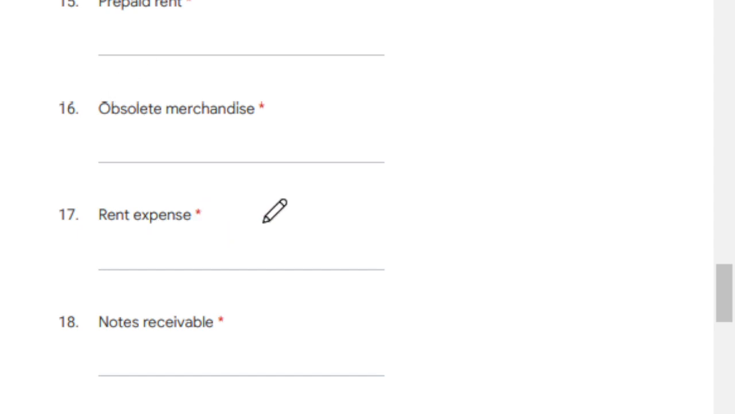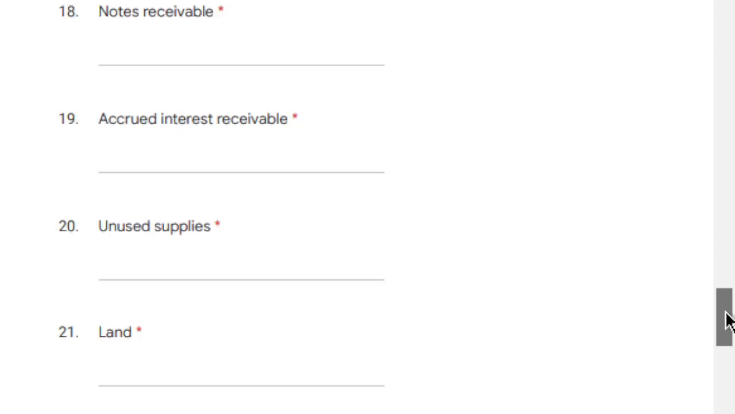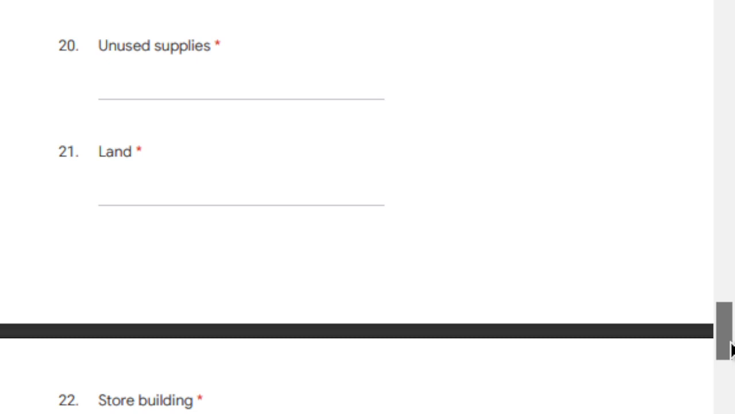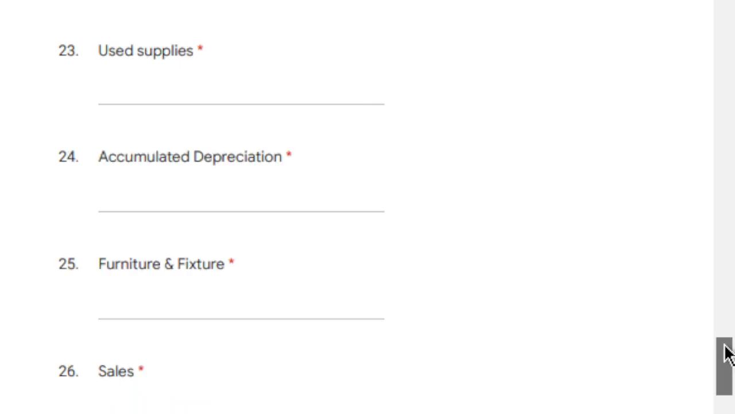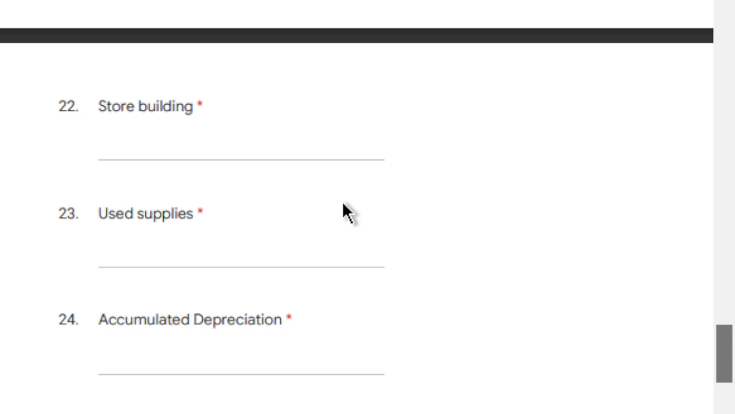17, rent expense is an expense. Notes receivable, asset. Accrued interest receivable is an asset. Unused supplies, so these are the office supplies that are unused, so this is an asset. Next, land is also an asset. Store building is an asset. Used supplies, so ibig sabihin gamit na, that this is an expense.